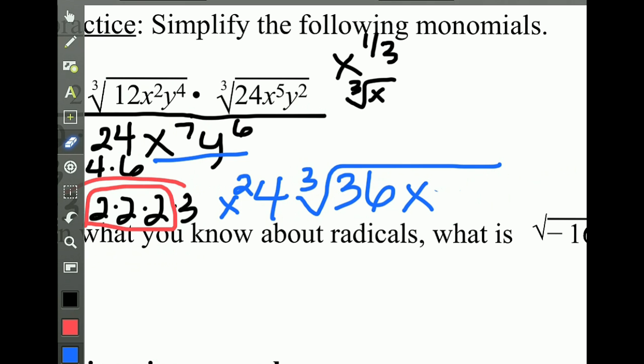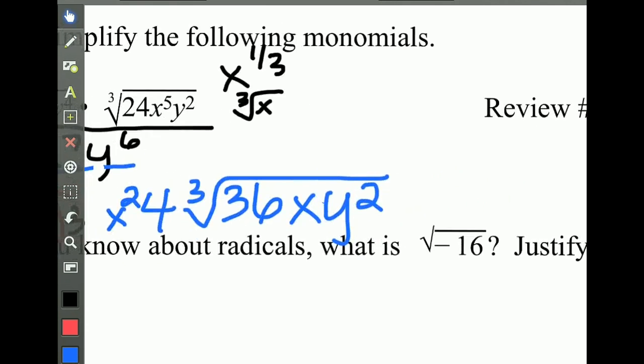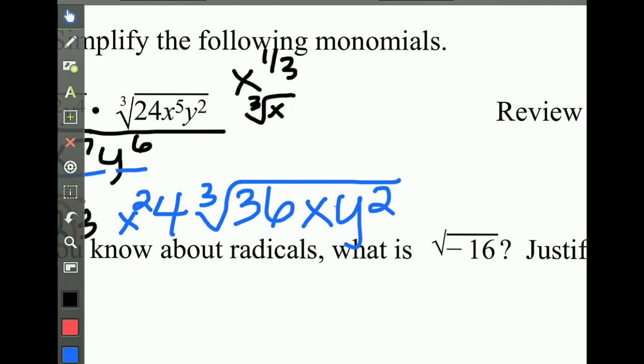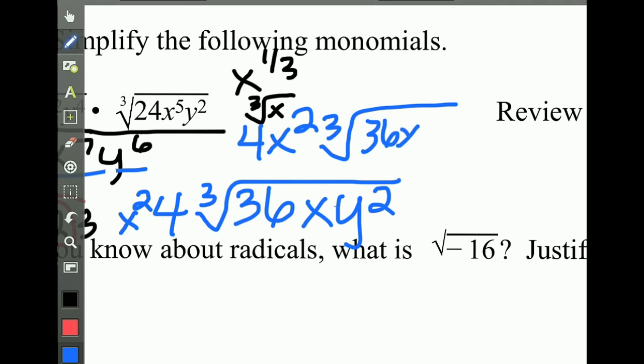And y to the 6th. 3 can go into 6 twice with none left over. So if we want to write that in really correct form, we're going to put our variable in first. And so we would have 4x squared times the cube root of 36xy squared.